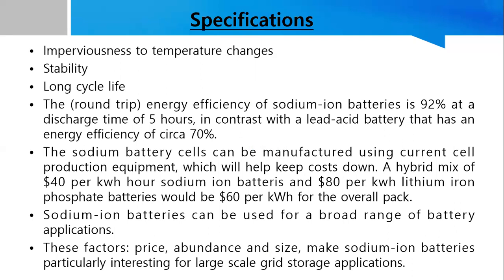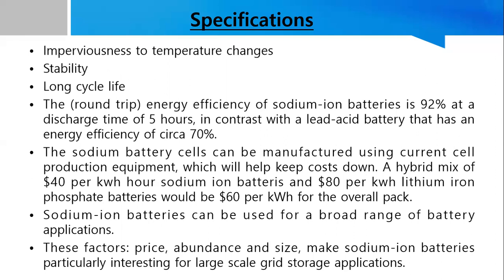The round-trip energy efficiency of sodium-ion batteries is 92% at a discharge time of 5 hours, in contrast with a lead-acid battery that has an energy efficiency of circa 70%. So the energy efficiency of sodium-ion battery is more than the lead-acid battery. The sodium battery cells can be manufactured using the current cell production equipment, which will help keep the costs down. A hybrid mix of 40 kilowatt hour sodium ion batteries and lithium iron phosphate batteries would be priced per kilowatt hour for the overall pack.